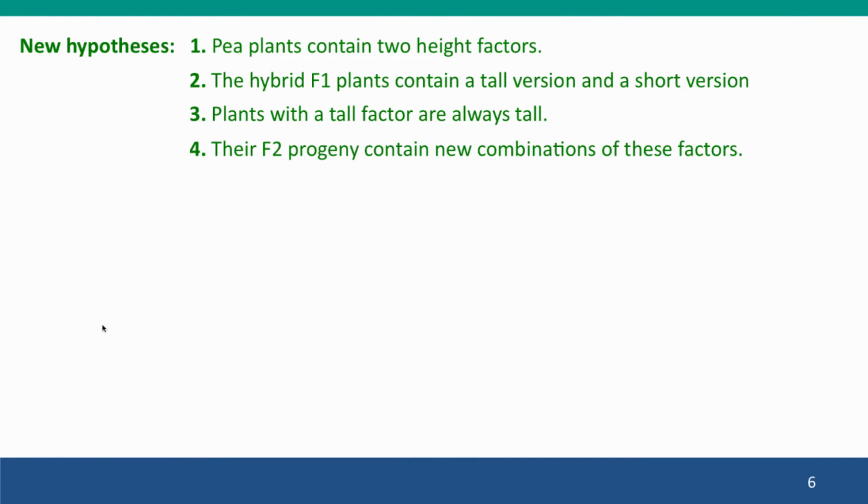So he had new hypotheses. Pea plants contain two height factors, and the hybrid F1 plant, he called them the hybrid because they resulted from mating of two different types, and they contained a tall version and a short version of the factors. Plants with the tall factors are always tall. This is what we would interpret as saying tall is dominant to short. And their F2 progeny contained new combinations of these factors, the tall and short factors that were in the two parents.